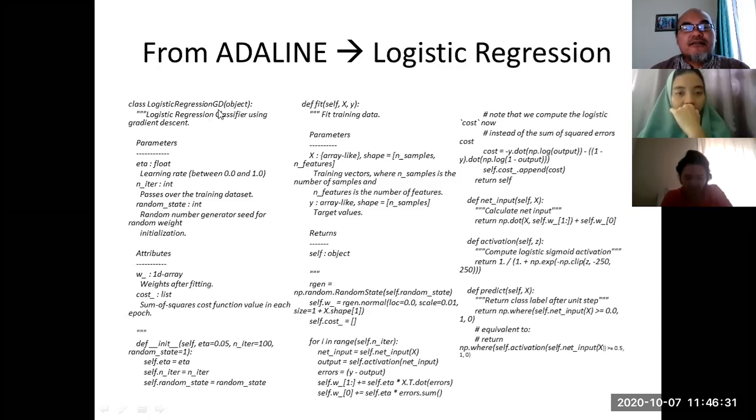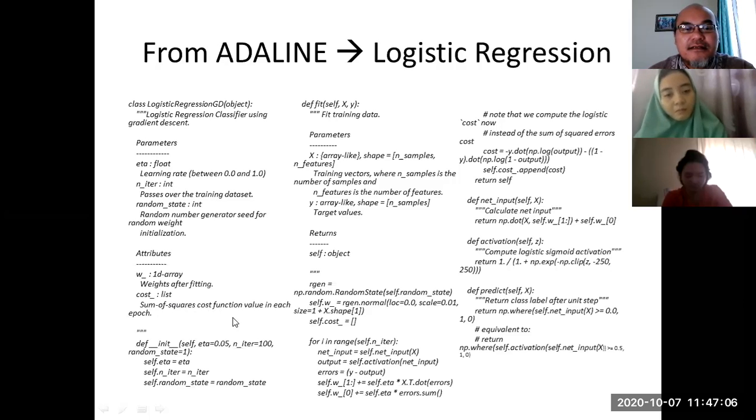Logistic regression, then logistic regression using gradient descent. Yeah, so GD means gradient descent. So similar to the gradient descent algorithm we have learned for other lines in the previous chapter. So here the eta is defined as the learning rate, and n_iter is defined as the passes over the training data set. Random_state is the random number generator seed for the random weight initialization. Then attributes here, w_ is the one-dimensional array, the weights after the fitting. cost_ is the list of the sum of squares cost function value in each epoch.